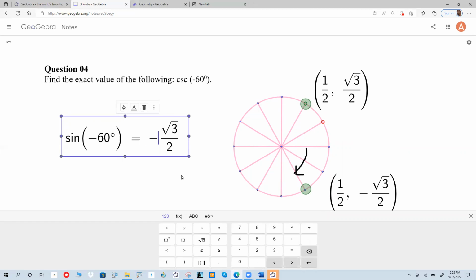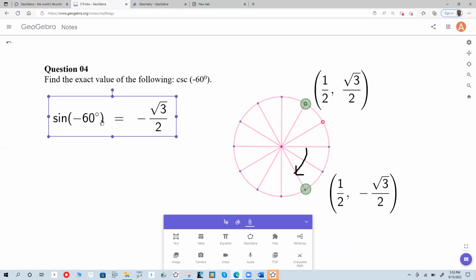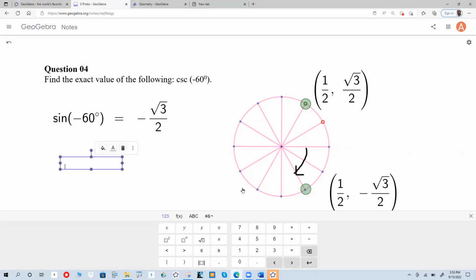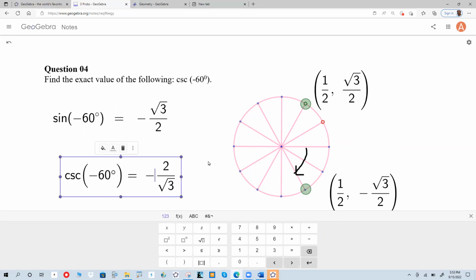Now, everything is good, but that's not your answer. You want cosecant negative 60. That's what the question is asking you to find. So you're going to say cosecant negative 60. And that's simply the reciprocal. And don't forget the negative sign. That's your answer.